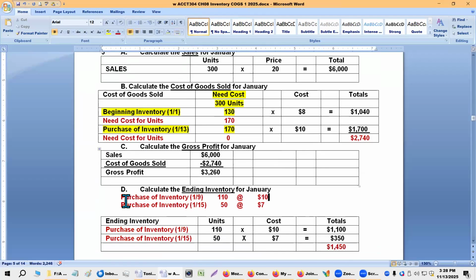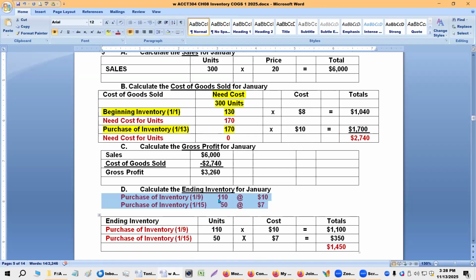And what you'll be left with are the newest ones. These are the ones that just came in and will be left in your inventory. The earliest ones were sold, and these last ones will still be left in your inventory.